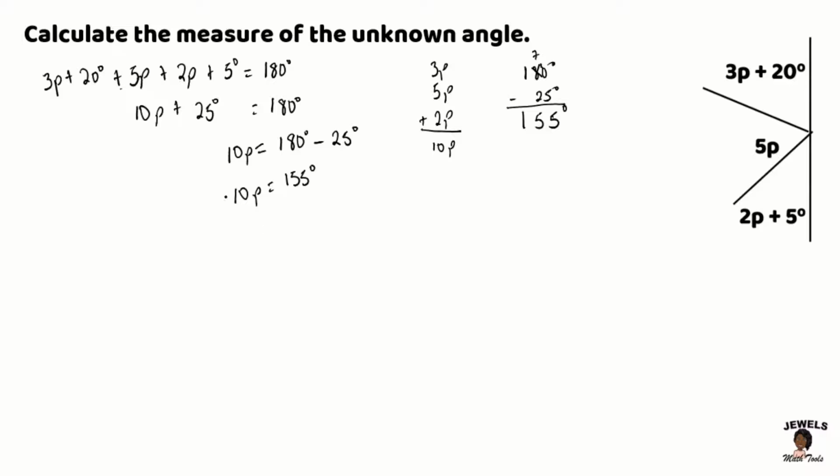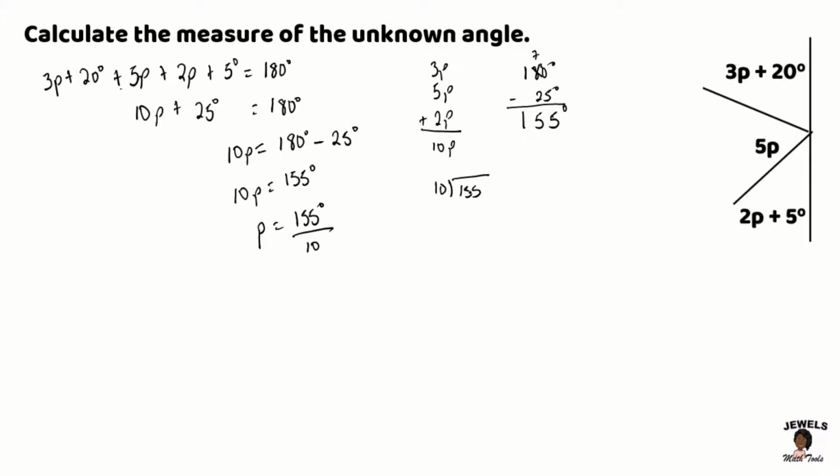And now we will be dividing. So we have 10p equals 155 degrees. We need to find out what is the measure of one single p. So I'm going to take that 10 and divide it into my 155 degrees. I'll set up my long division for this part of our question. So my 10 divides into 155 degrees.